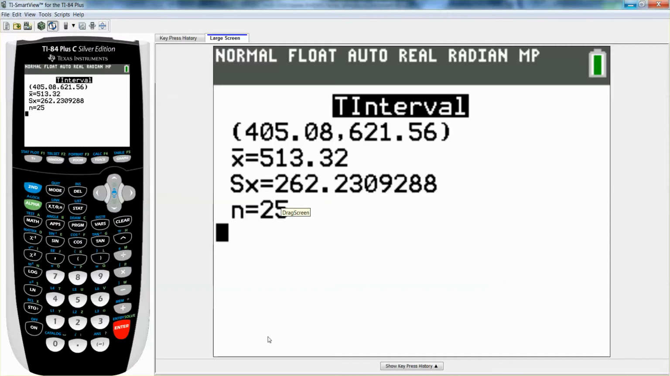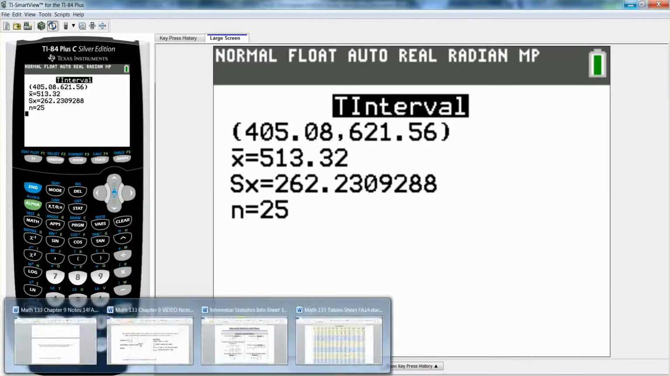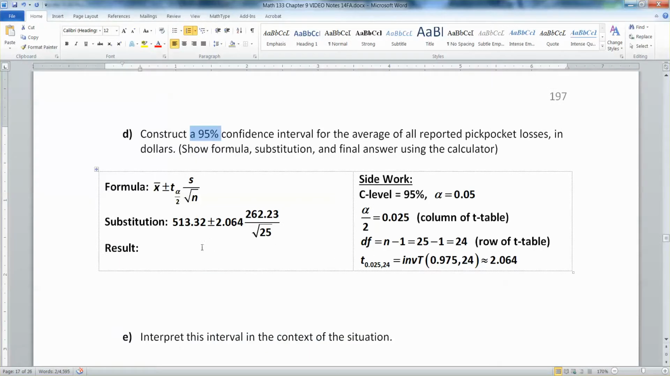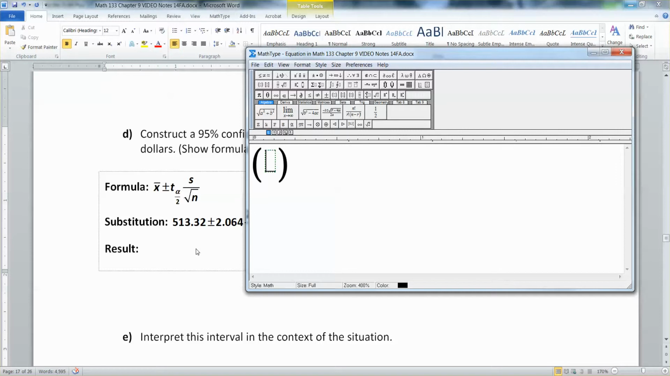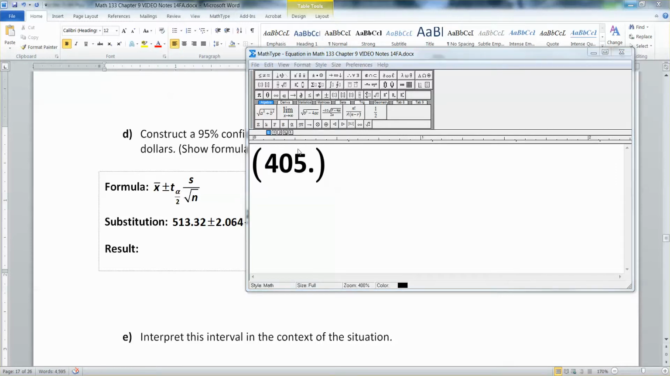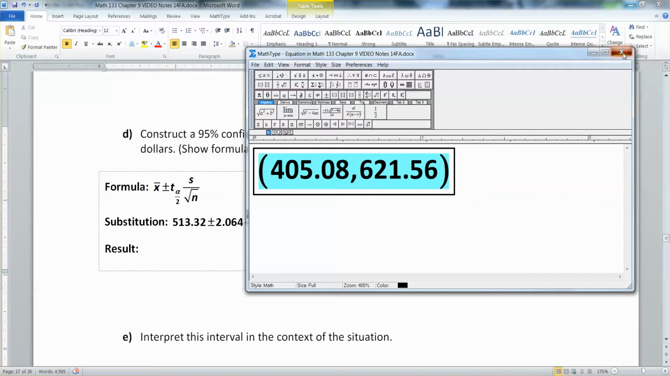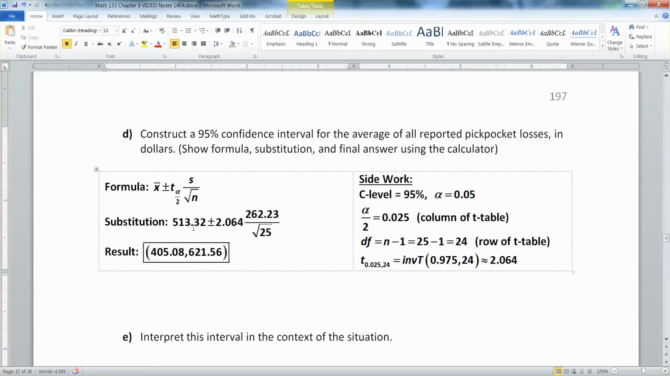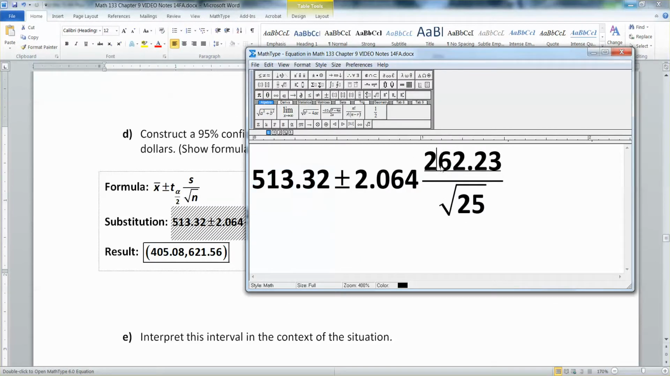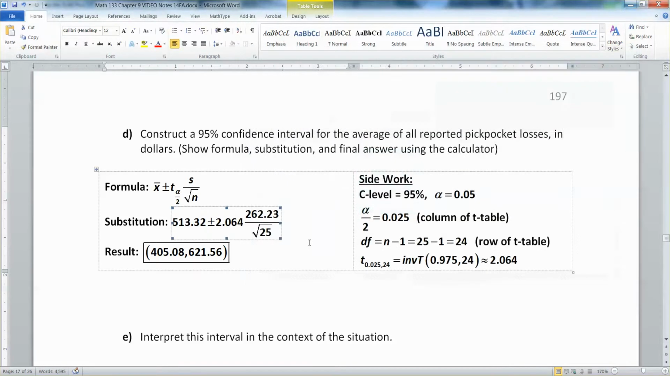So all you have to do is write it up: 405.08, comma, 621.56, and you got it. So that's my result. The calculator finds these numbers for you when you run t-interval. The only one it doesn't find is the one from the t-table or inverse t, which is 2.064.